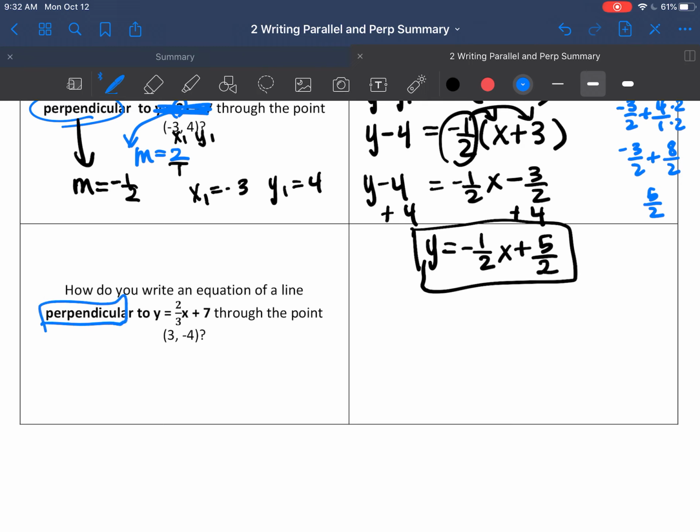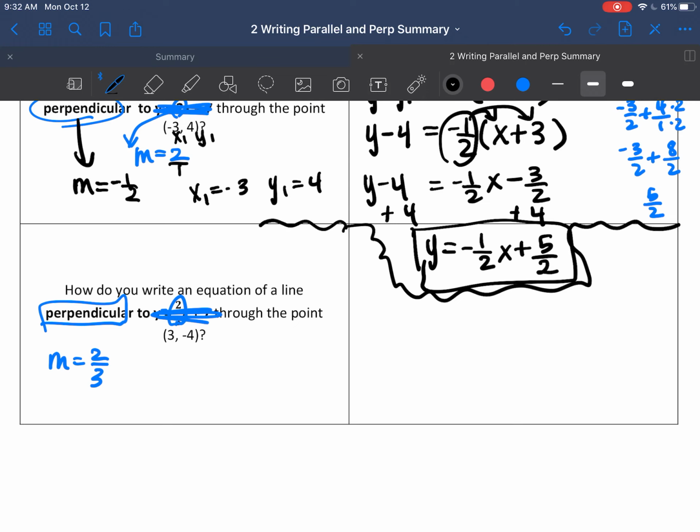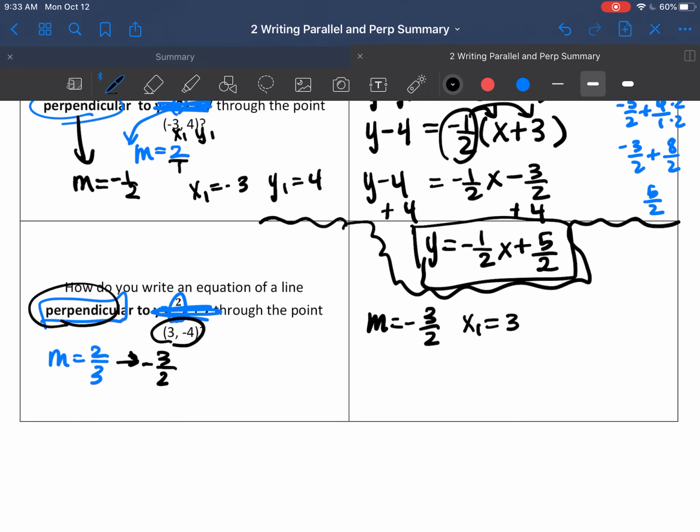Okay, how do you write an equation of a line perpendicular to this line? Steal the slope. Don't look at it anymore. Okay, and so first, kind of got carried away in that box. So for our slope, since it's perpendicular, we got to flip the fraction, flip the sign. So the slope changed to be 3/2 and a negative. Cross off any answer choice that doesn't have negative 3/2 as the slope. We've got a point.